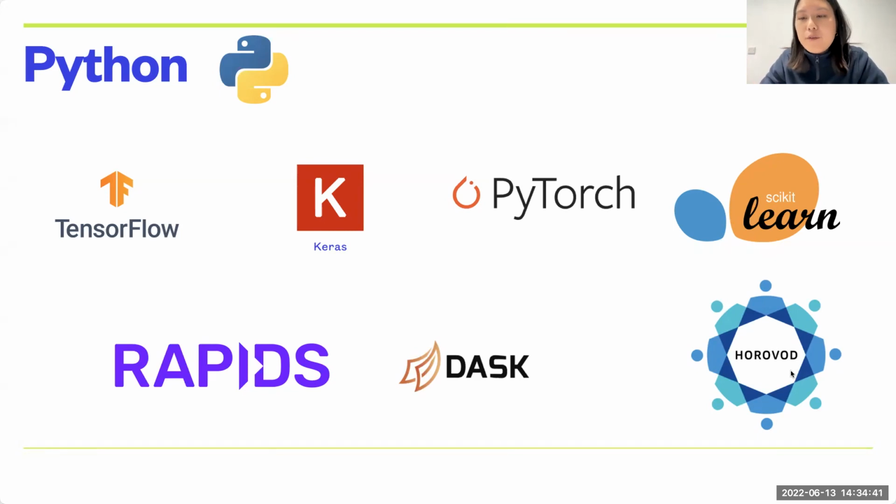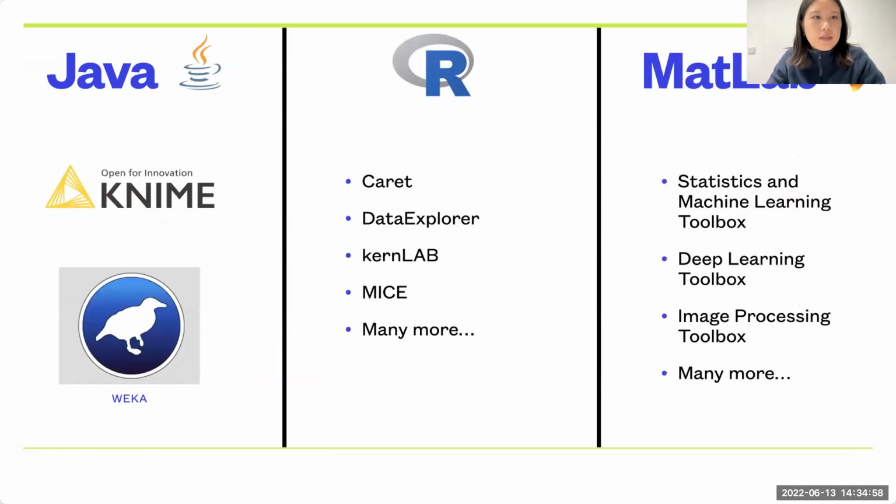And then Horovod is another package that helps you scale out or scale up your computations. It's more tailored towards TensorFlow, Keras, and PyTorch in many ways. So that's talking about the Python ecosystem.